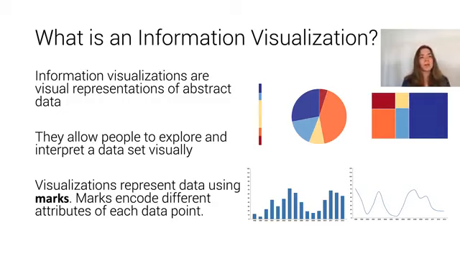When we're thinking about visualizations, they represent data using what we call marks. So marks encode attributes of each data point. I can think of a dot in a scatter plot or a bar in a bar chart. Each of these visual units of representation refers to a mark.